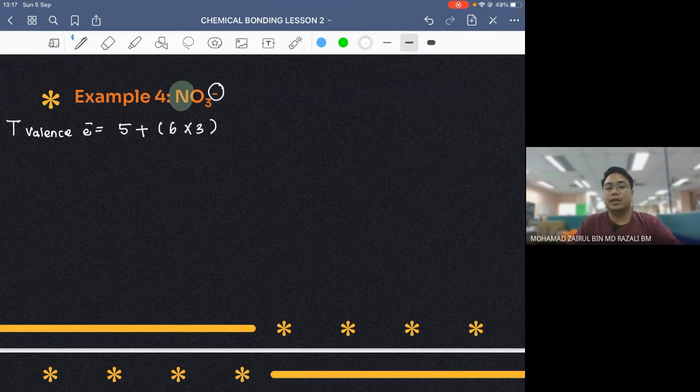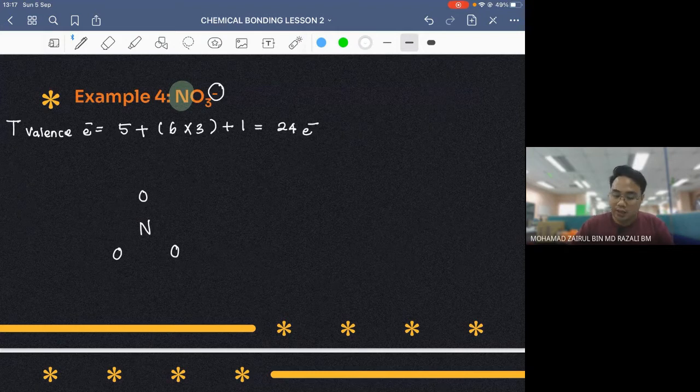Minus, okay, negative charge or negative ion, that means we need to add electron. So, minus 1, that means we need to add 1 electron. Minus 2, that means we need to add 2 electron. Sebab apa? Sebab nak form negative ion, kita kena gain electron. Okay, so the total number of electron is 24. Okay, kita tahu nitrogen is the central atom and then oxygen is the terminal atom.